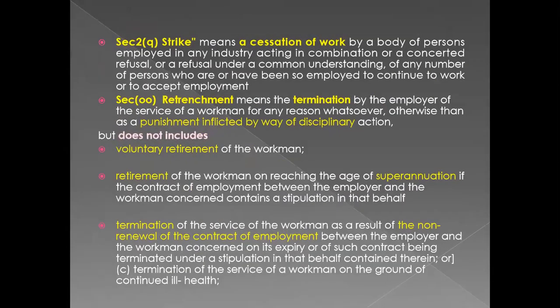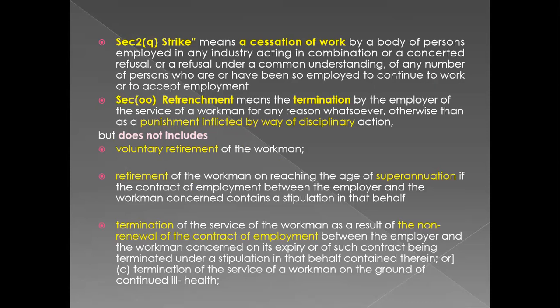Now we'll see the next definition, Section 2(q): what is a strike? We have seen in the objective what a strike is. Strike is nothing but a cessation of work. Cessation is stoppage of work by a body of persons, that means a group of persons employed in any industry, acting in combination or with a concerted refusal under a common understanding of any number of persons who are or have been so employed to continue the work or to accept the employment. The overall idea is that a strike is cessation of work, stoppage of work by the group of persons employed in the industry.